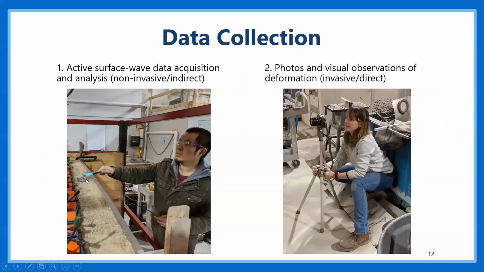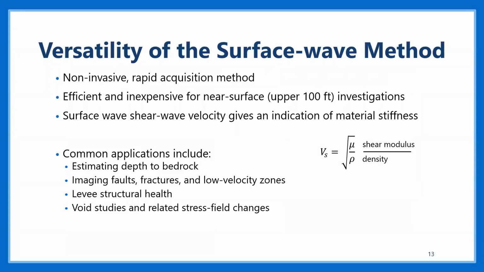So you can see here on the left is my classmate using the tiny little wrench to create a vertical impact on the sand surface. And then on the right is me taking pictures. So we took pictures every time we moved the trapdoor downwards. And I'll talk to you next about how often and when we did that in a little bit. But first, a little bit about the surface wave method.